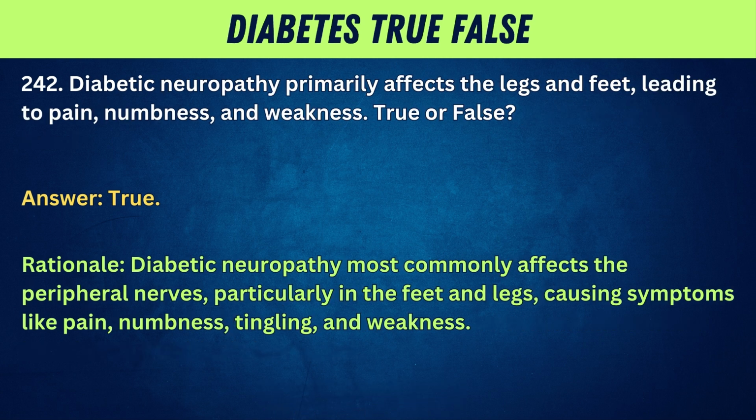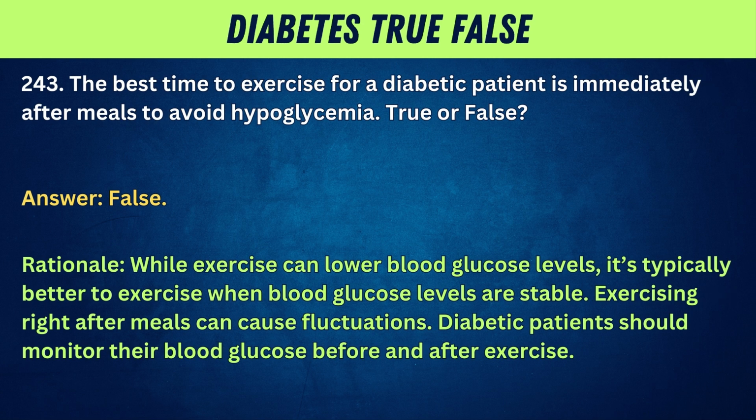242. Diabetic neuropathy primarily affects the legs and feet, leading to pain, numbness, and weakness. True or false? Answer: true. Rationale: diabetic neuropathy most commonly affects the peripheral nerves, particularly in the feet and legs, causing symptoms like pain, numbness, tingling, and weakness.